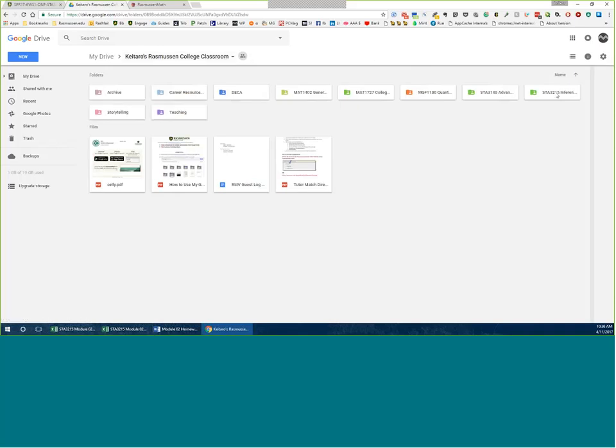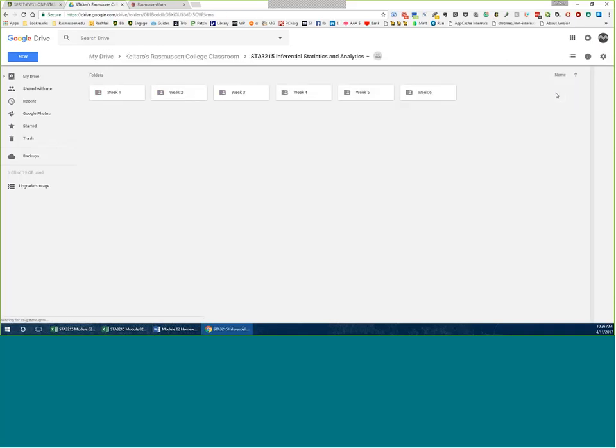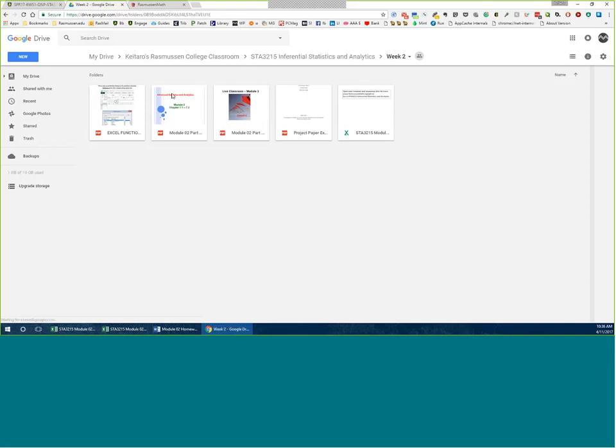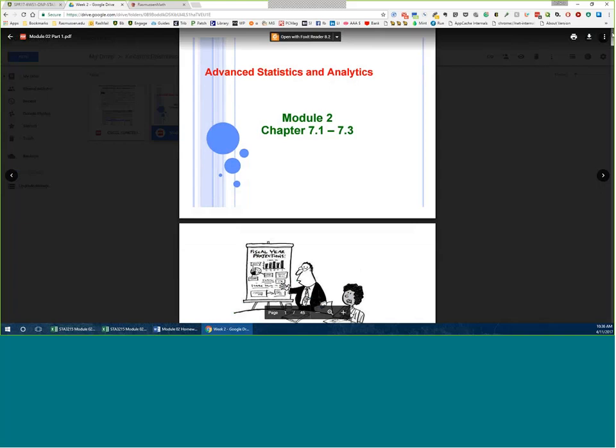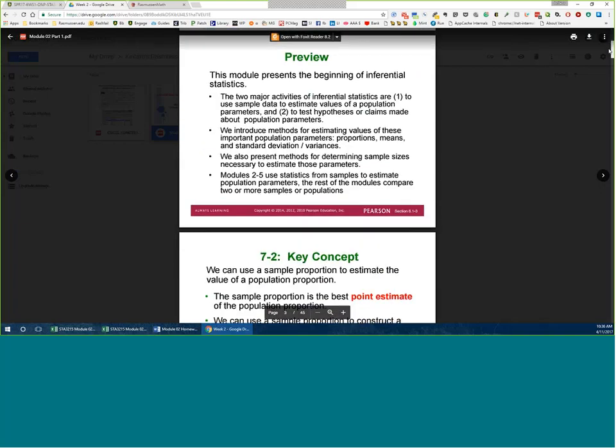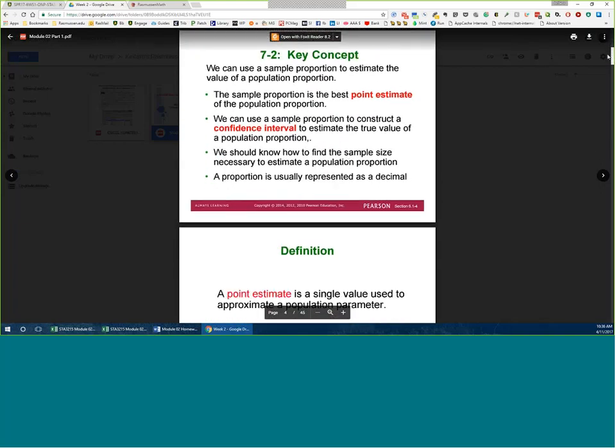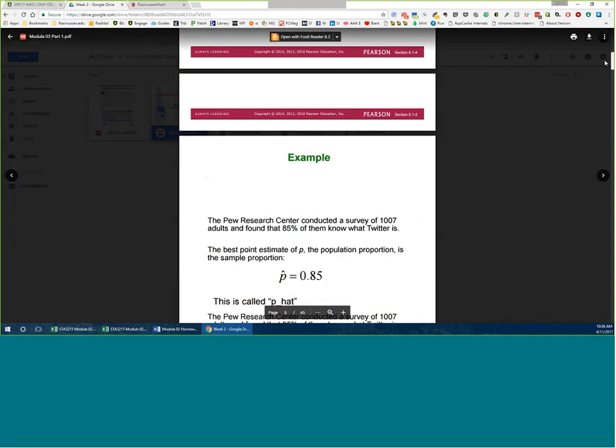So then you just go to 3215, that's your course number, and then in week 2, it's right here. And here's a spreadsheet, and here's a PDF. I'm going to look at the PDF first, just so that you see where they are. Here are the PowerPoint slides that we created for you to go over the details on how to do things.